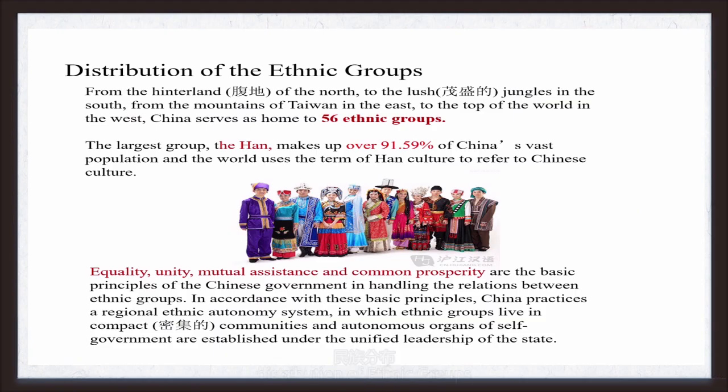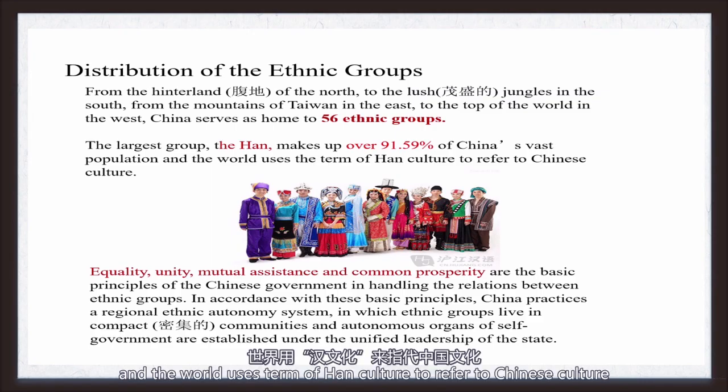Speaking of the distribution of ethnic groups, from the hinterland of the north to the lush jungles in the south, from the mountains of Taiwan in the east to the top of the world in the west, China serves as home to 56 ethnic groups. The largest group, Han, makes up over 91.59% of China's vast population. And the world uses the term Han culture to refer to Chinese culture.